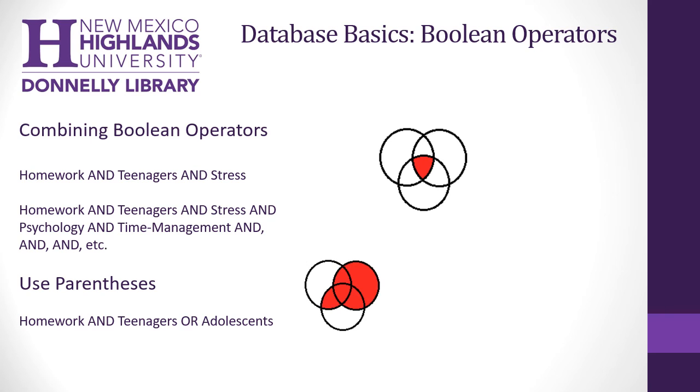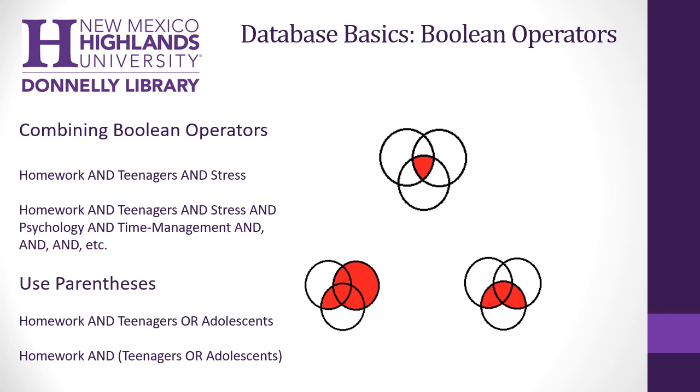As a result, you'll get articles that are relevant, but you'll also get a lot of articles that only reference adolescents or adolescents and teenagers, but not homework. If we, however, put teenagers OR adolescents in parentheses, now we're communicating to the database to process those terms first. The result is that we'll only get articles that contain teenagers or adolescents and the term homework.